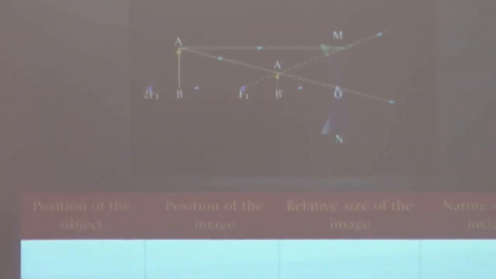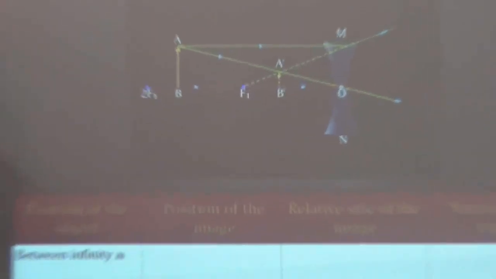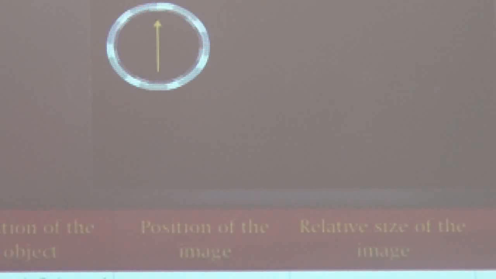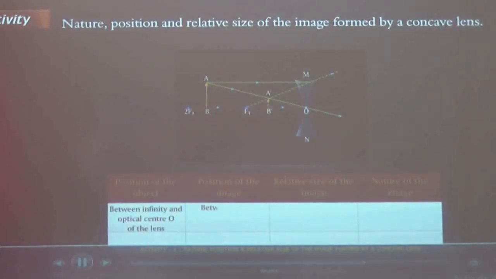And also case 2: between infinity and the optic center of the lens. What happened? What do we understand? In the right case, between focus and optic center, the image is also virtual, erect and diminished.